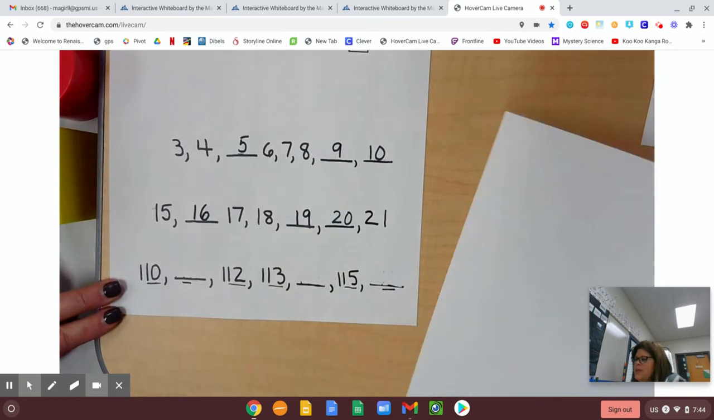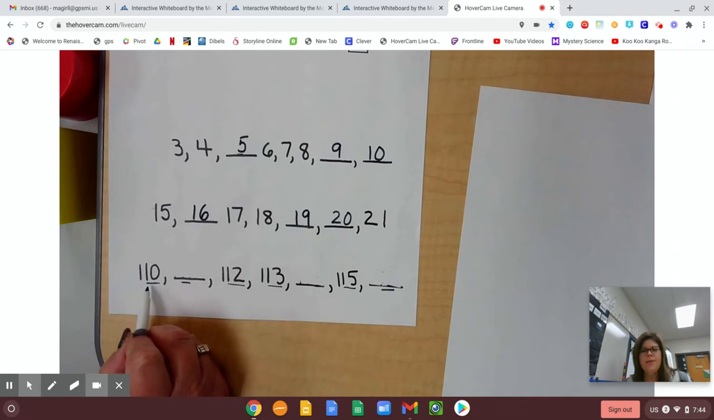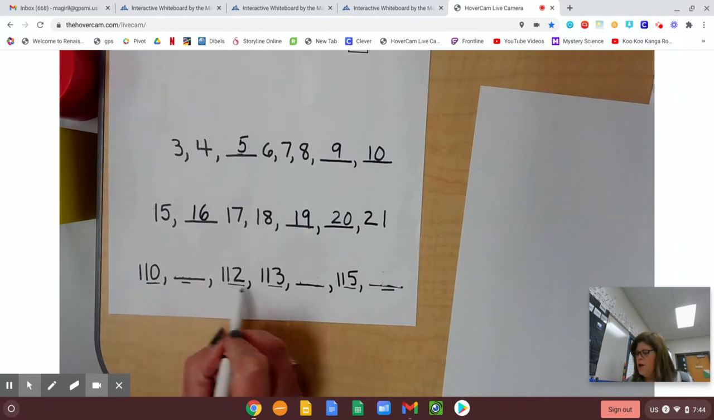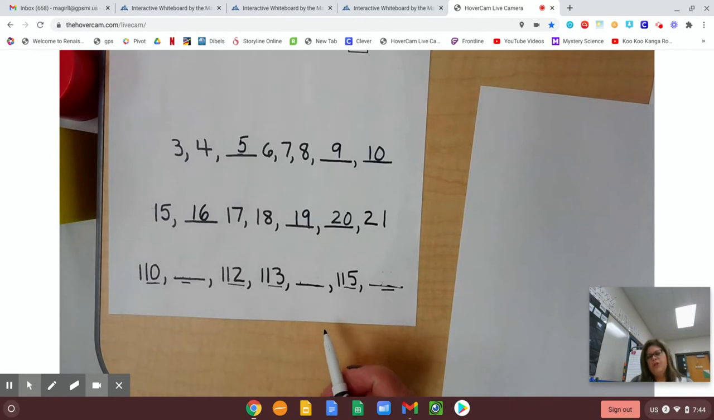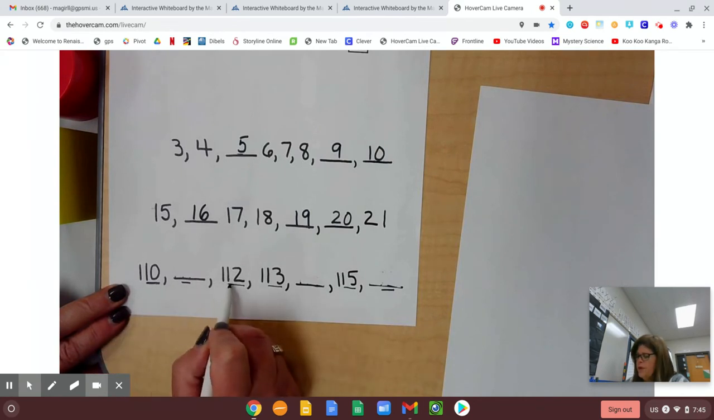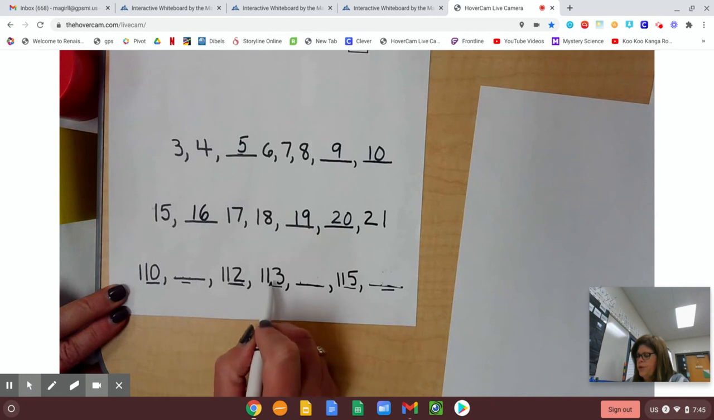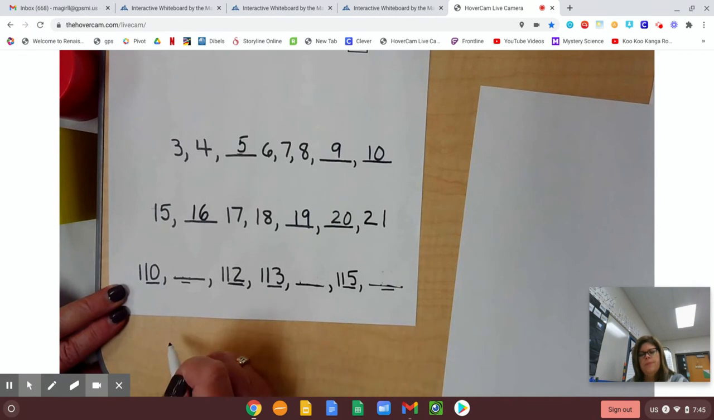Okay, the last row is the most challenging of all. This row, we have 100s. This is 110, 112, 113, 115. And what I tried to do was put a little line to show you: 110 is 1 with a 10. 112 is 1 with a 12. 113 is a 1 followed by a 13. 115 is 1 followed by the 15.